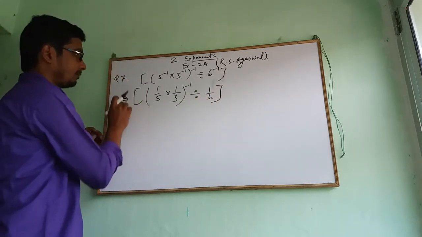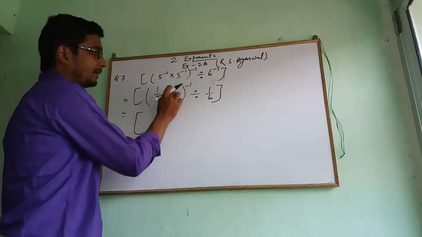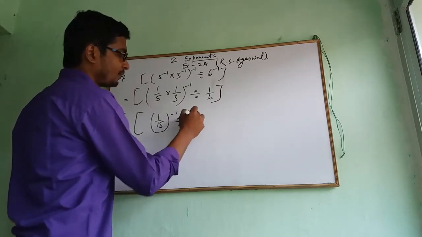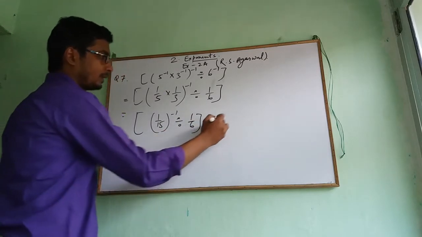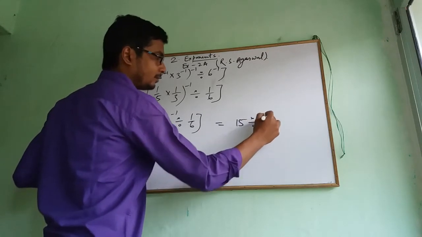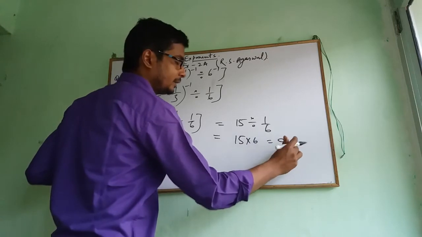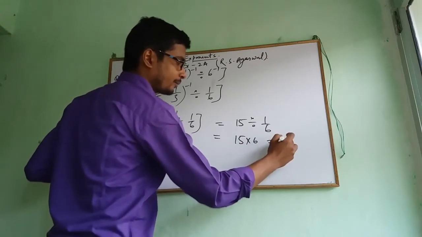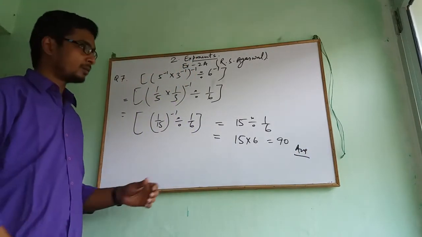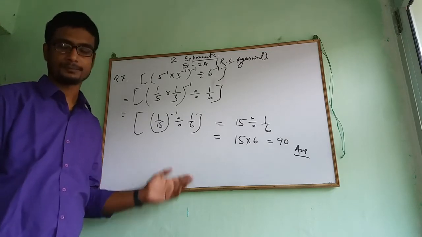Now in the next step, what will I do? 1 by 5 multiplied by 1 by 3 is 1 by 15, power minus 1, divided by 1 by 6. In the next step, (1/15) power minus 1 becomes 15, divided by 1 by 6. So this becomes 15 multiplied by 6 and the answer will be 90. I hope that you have understood this question also. Now let's move on to our next question.